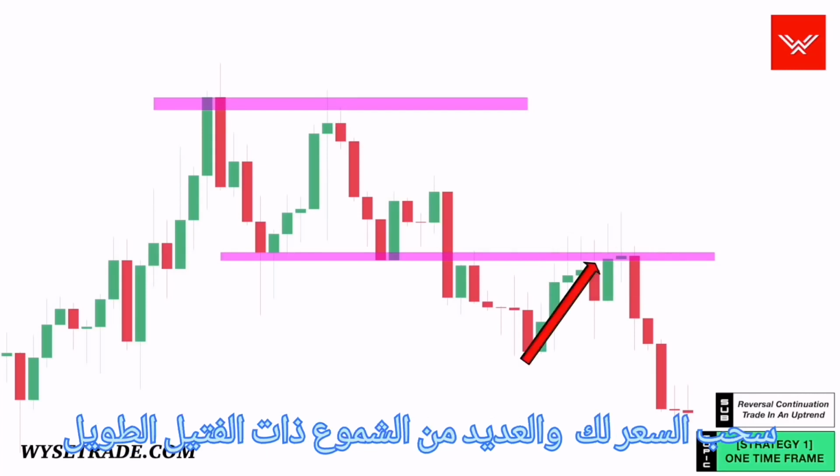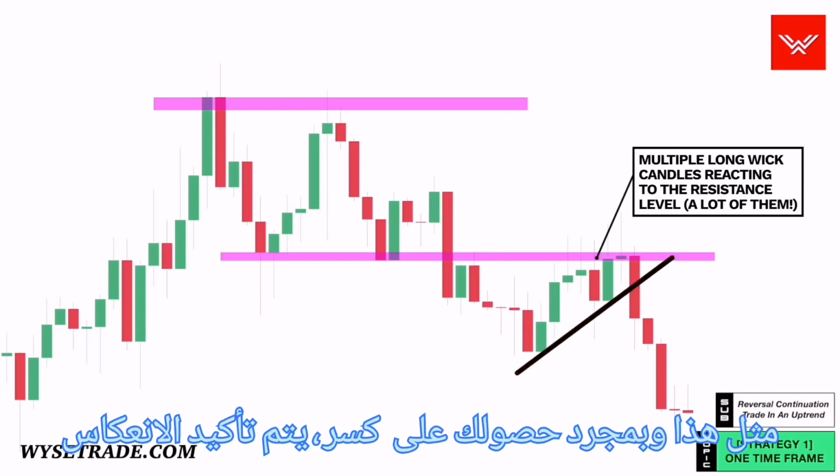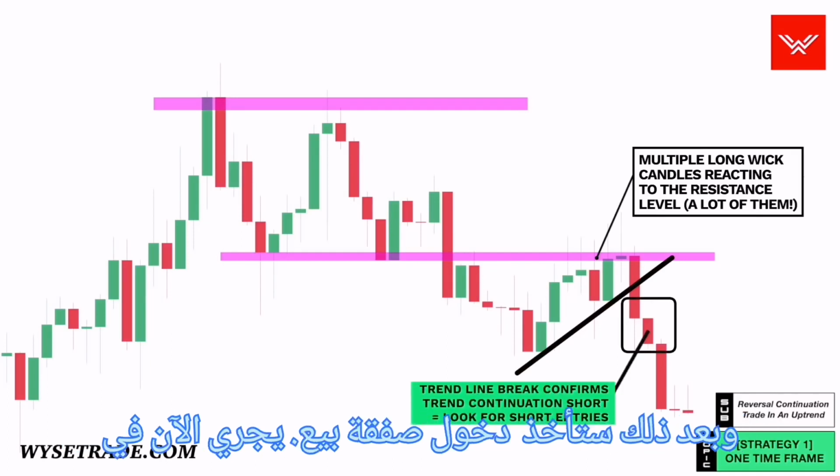Now as price pulled back, you had multiple long wick candles react to the new level of resistance that formed. Trend line placed below like this, and once you had your break, the reversal is confirmed and you would then take a trade entry short.